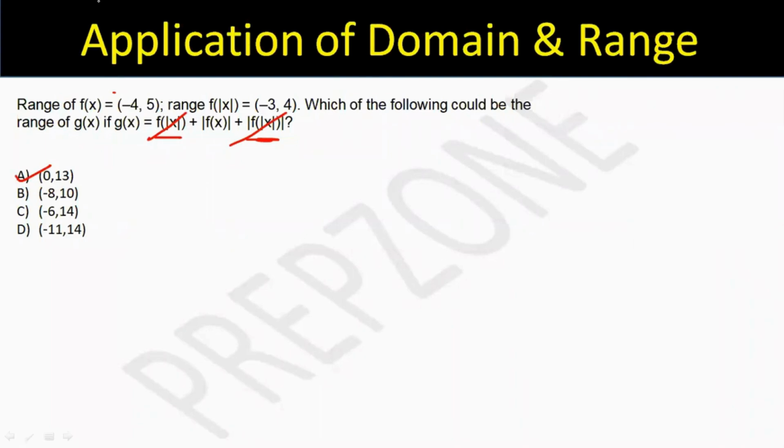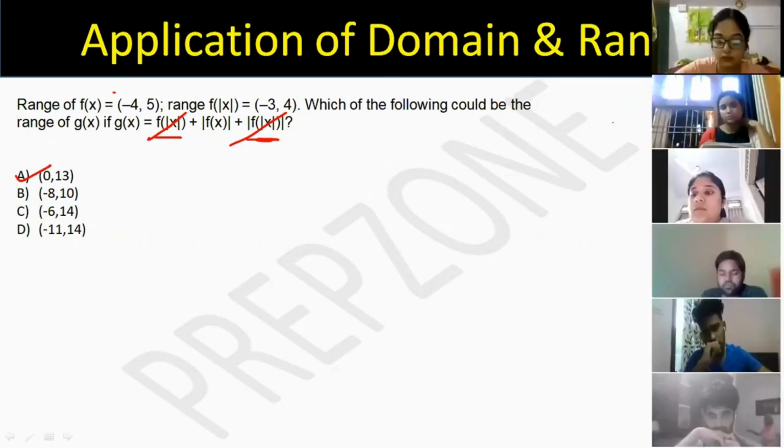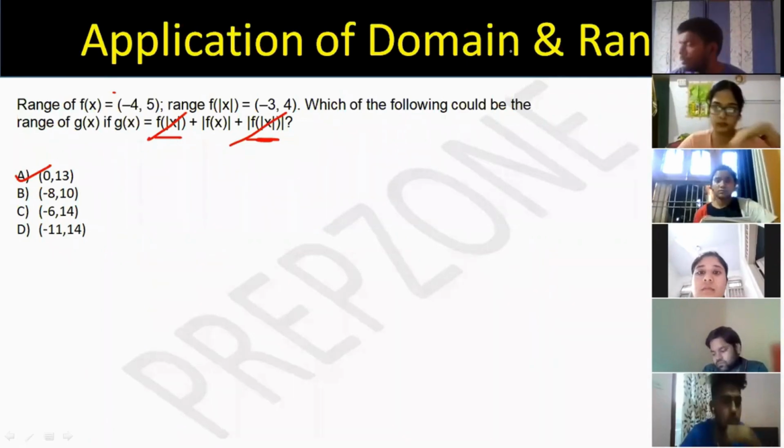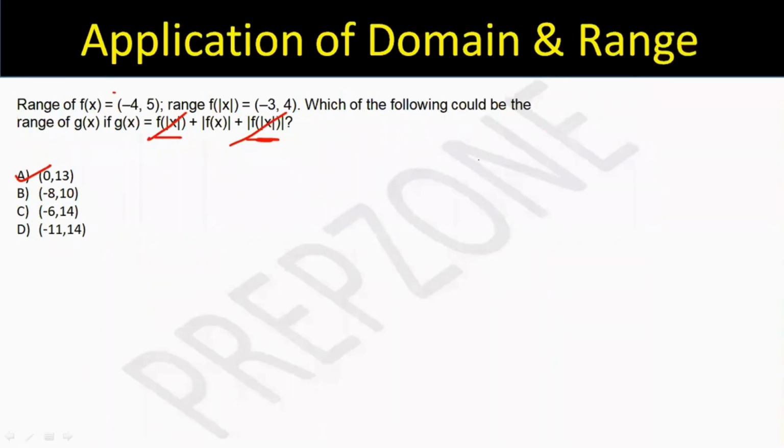How many of you were able to get this in the first attempt? I have a doubt here. Yes, tell me. Sir, in the previous question we were given f of x and we calculated the range of f of mod x, right? Correct, but here it is already given, so we will just use it. So the range of f of mod x will not be 0 to 5? It will not be. The range of f of mod x is already given, -3 to 4.